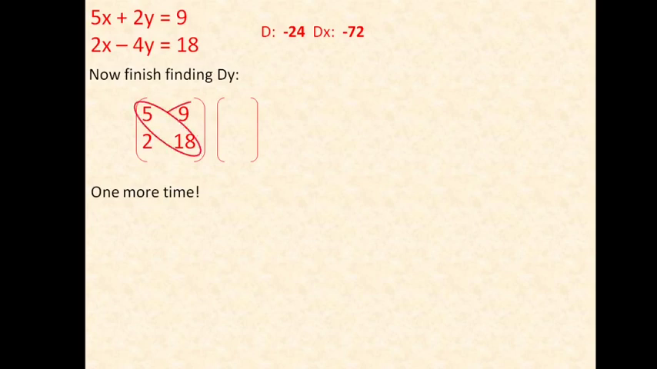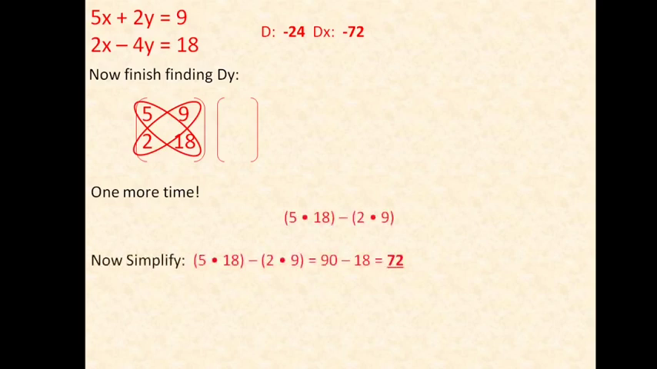The same procedure you will follow to find the value of dy, that is 15 into 18 will multiply together, 9 and 2 will multiply together. So the value of dy is 72.